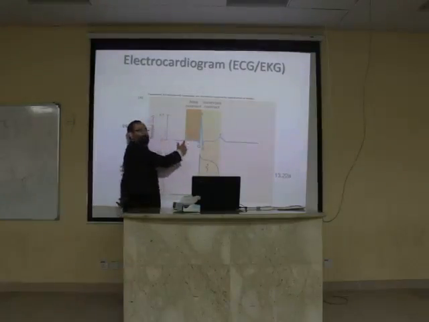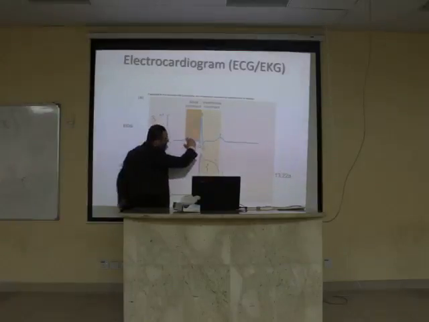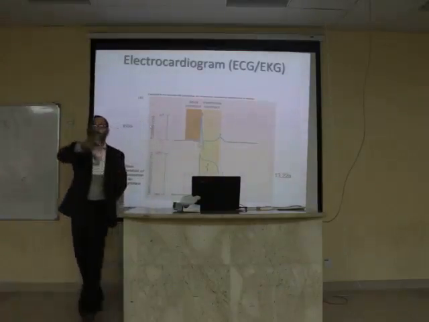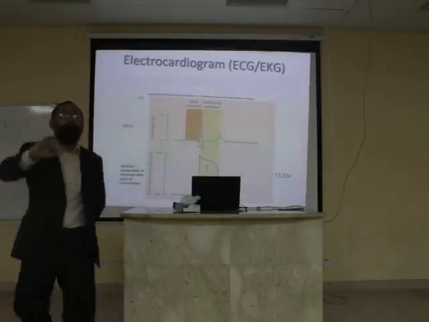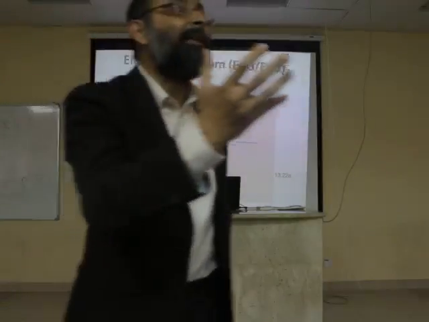Here, from this point, the SA node activity is starting and the atrial electrical activity is starting. So what is the meaning of the P wave? Construction. P wave, what does it show? What is happening in the atria?